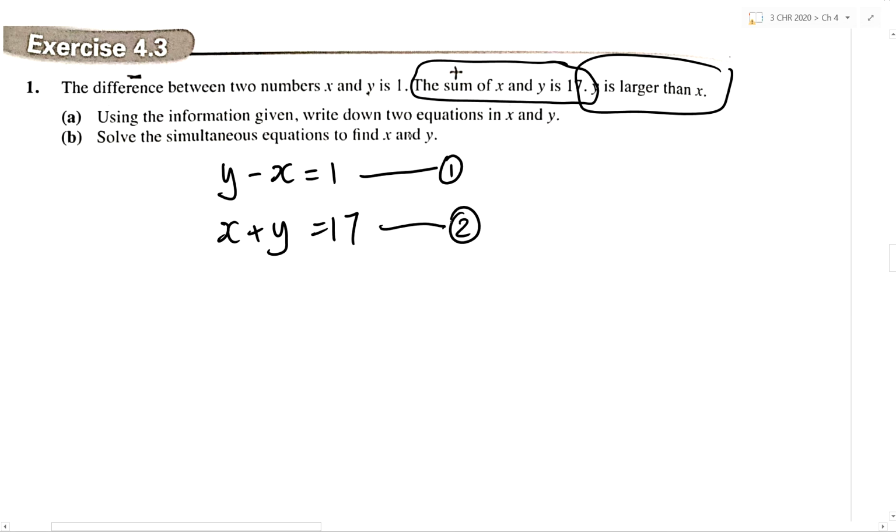After we have established these two equations, you can choose whichever you prefer, elimination or substitution. Okay? So I'll leave you to this question for 2 minutes. Let's try solving this by ourselves. 2 minutes. So I will start with elimination first.